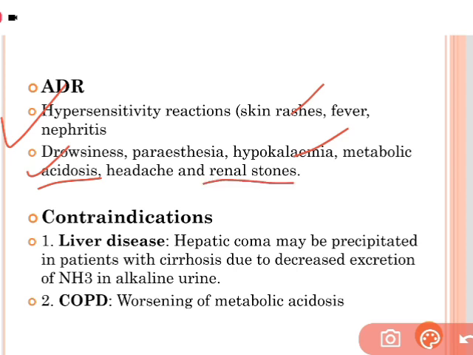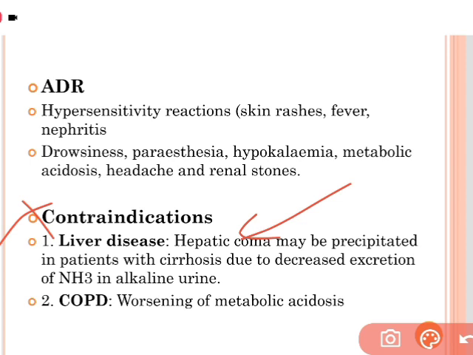Now, in which conditions is it contraindicated? It is contraindicated in liver disease. Hepatic coma can be precipitated in patients with cirrhosis due to decreased excretion of ammonia in the alkaline urine. It is also contraindicated in COPD patients because there is a worsening of the metabolic acidosis, and so there is a worsening of the COPD also. So because of this, they are contraindicated in COPD and liver diseases. That's all.